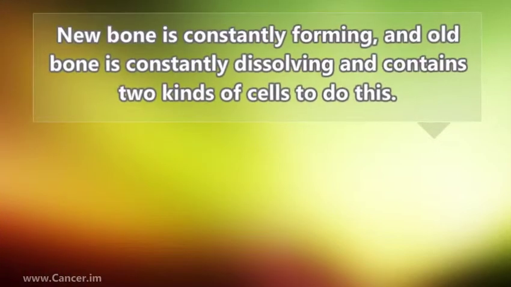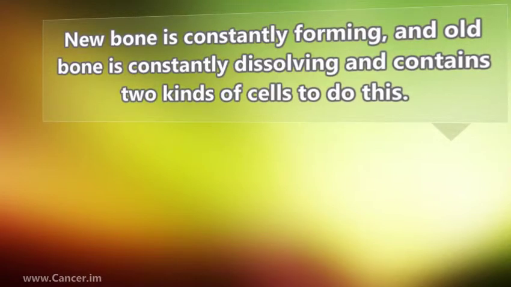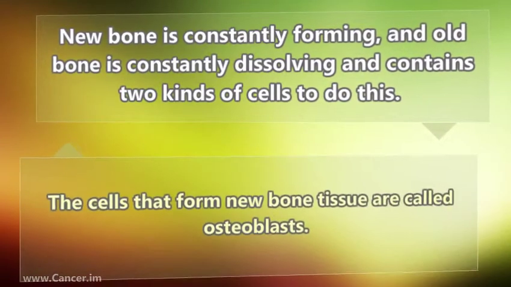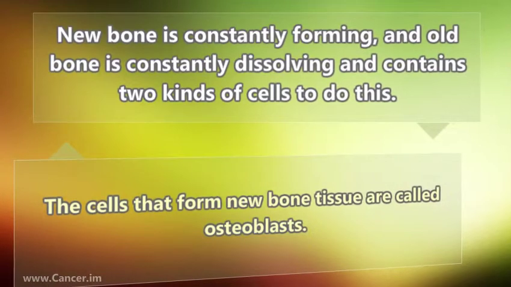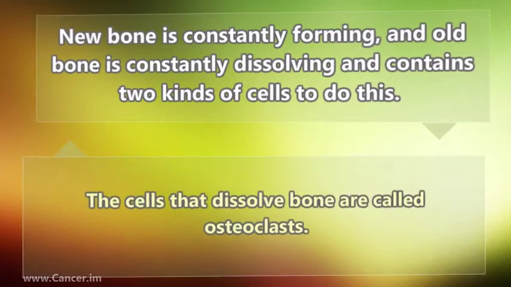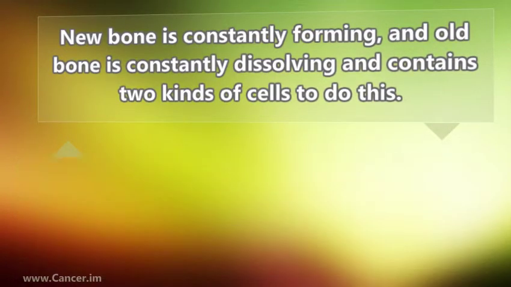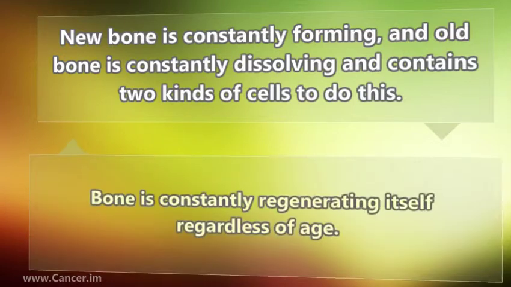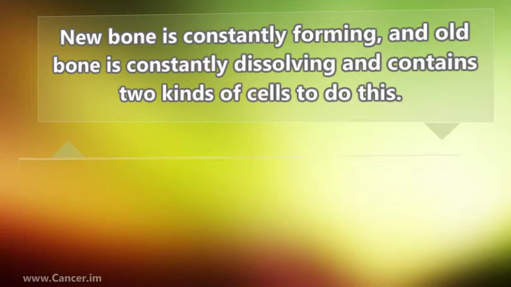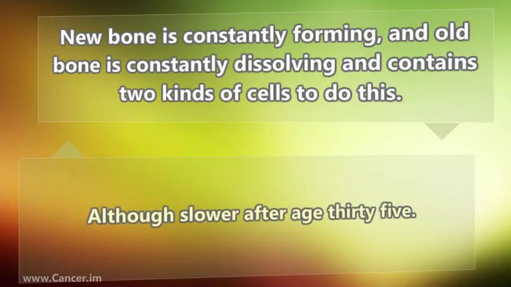New bone is constantly forming, and old bone is constantly dissolving, and bone contains two kinds of cells to do this. The cells that form new bone tissue are called osteoblasts. The cells that dissolve bone are called osteoclasts. Bone is constantly regenerating itself regardless of age, although slower after age 35.